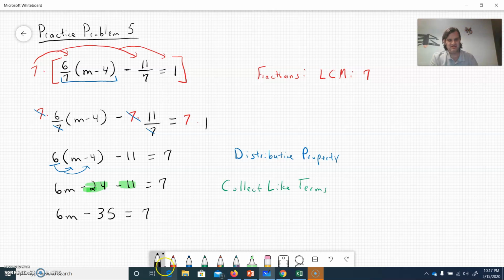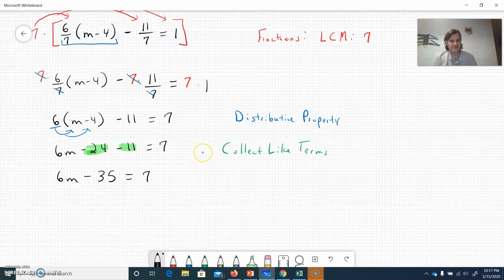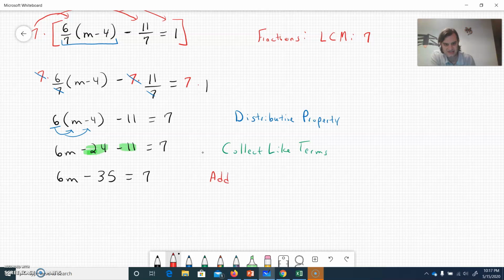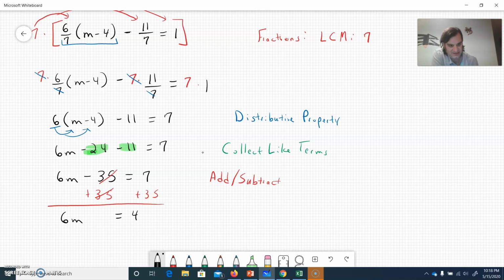So now I need to add or subtract across that equals. So add, subtract to get our m's all on one side and our non-m's on the other. So my m's are already all on the left-hand side, so let's just move my non-m's to the right. So I just need to move this 35. So I'll be adding 35 to both sides. So that just leaves me 6m on the left. 35 plus 7 is 42.